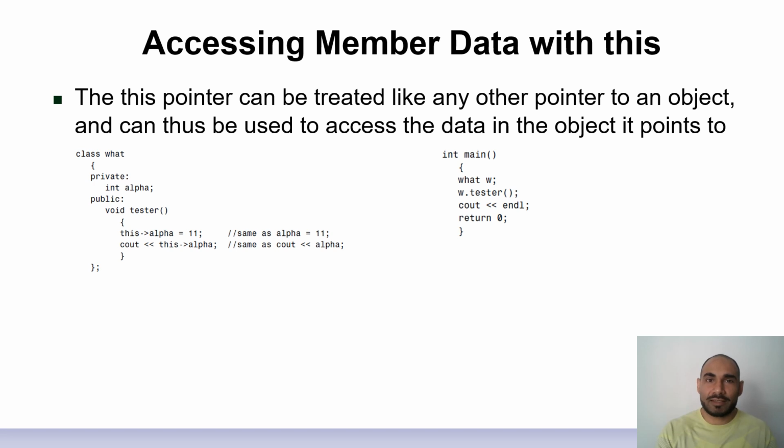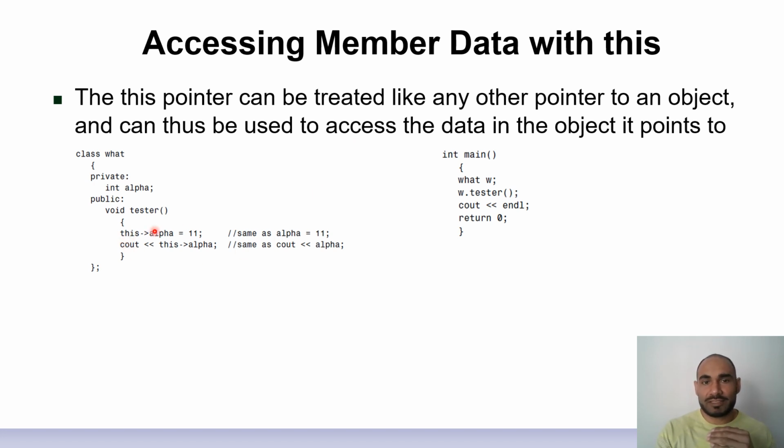How can we access data members using this pointer? In this class the name of the class is where, with a data member called alpha, and a sample function called tester. In this case we can say that this alpha is equal to 11, and this is same as alpha equal to 11. So this pointer can be treated like any other pointer to an object, and can thus be used to access the data in the object it points to.